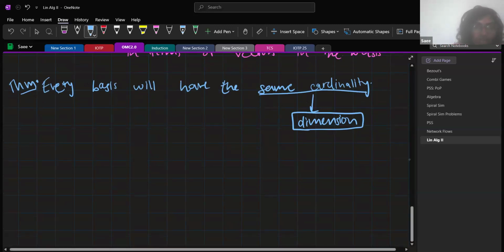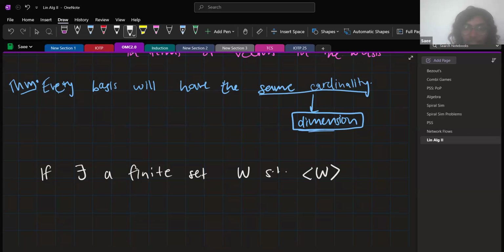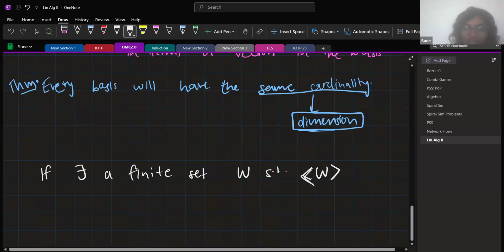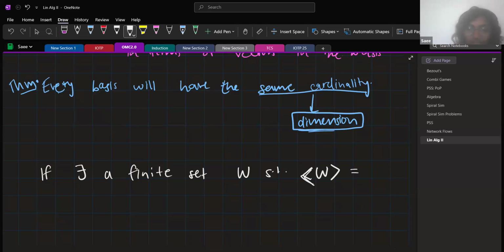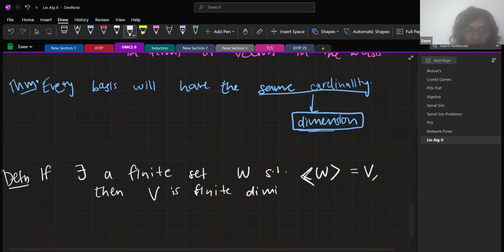And what I mean by that, since we have not yet properly concluded the existence of a dimension, I will just define: if there exists a finite set W such that the span of all these vectors in W is equal to V, then this is a definition, V is finite dimensional. This is how I will define it. And mostly we'll only be looking at finite dimensional things.